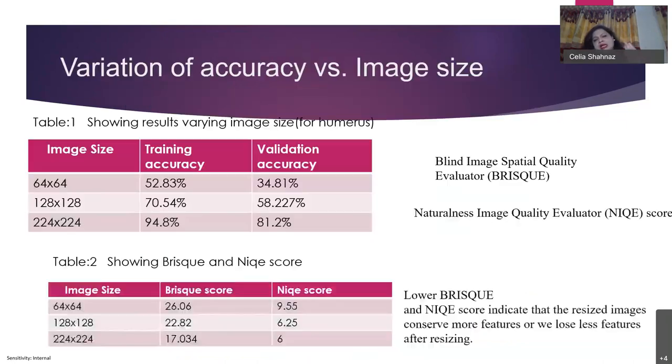That's the pre-processing. Compared to visual observation, we have used BRISQUE and NIQE scores that will give you objective data. And also in terms of training accuracy and validation accuracy, there is a rationale that we found: we can go for a higher resized image in terms of lower BRISQUE and NIQE scores, and in terms of better training and validation accuracy.